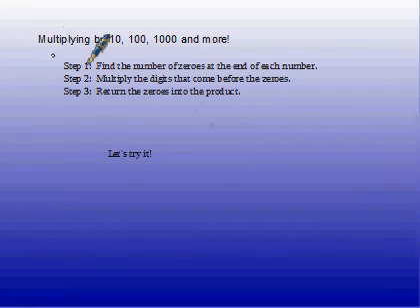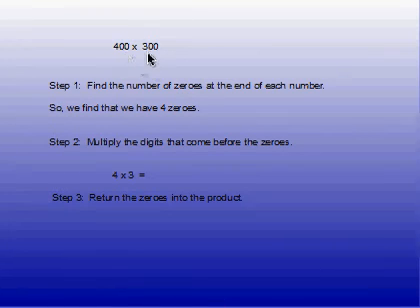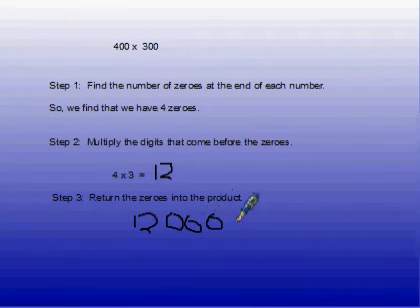So really, we've come up with these rules. Find the number of zeros at the end of each number in your problem. Multiply the digits that come before the zeros, and then return those zeros back into the product. With 400 times 300, we find the number of zeros at the end of each number. We've got 1, 2, 3, 4 zeros. We're going to multiply the digits that come before the zeros, so 4 times 3 comes out to be 12. And then we're going to return those zeros into the product. So my 12 becomes, with 4 zeros, 120,000.